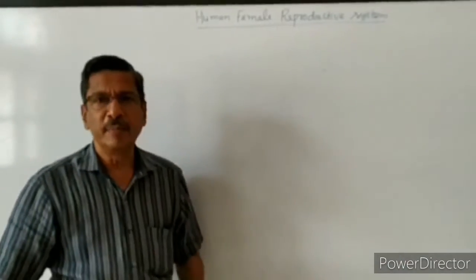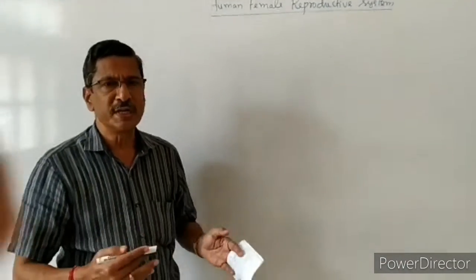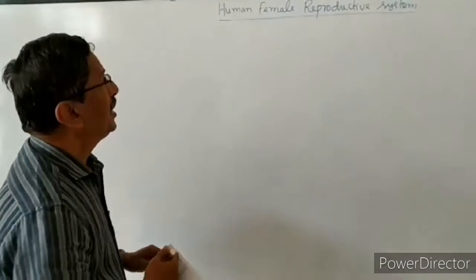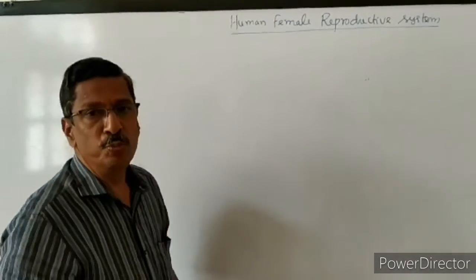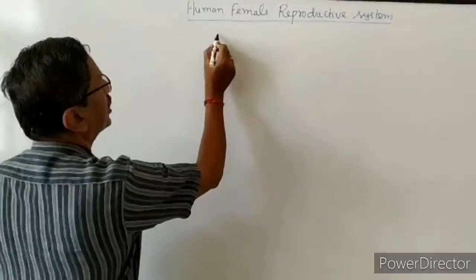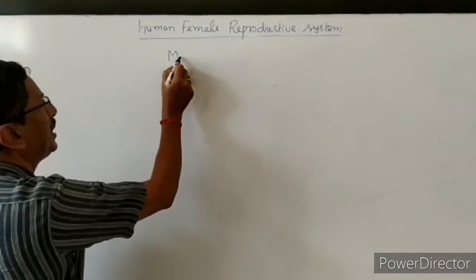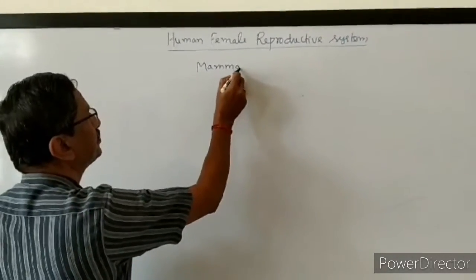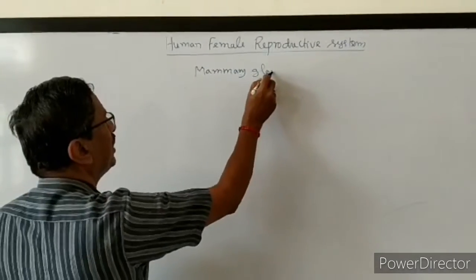We have completed the major reproductive system organs. What are the organs? What are the functions? But in the female reproductive system, there is one more accessory reproductive structure. That accessory reproductive structure is called mammary glands.